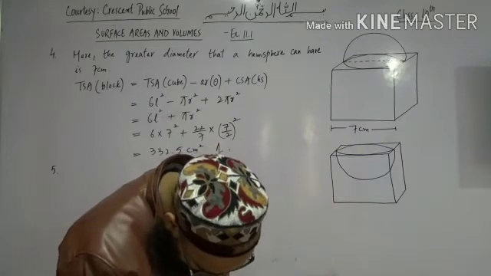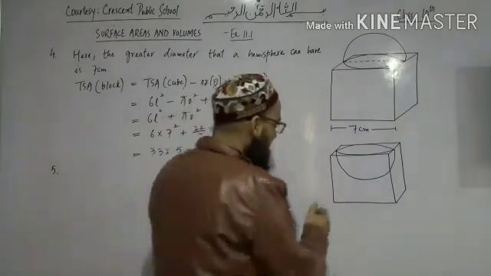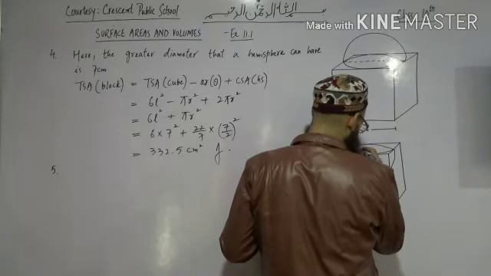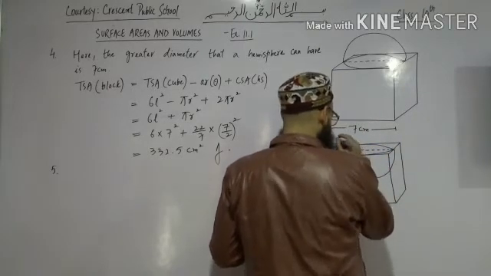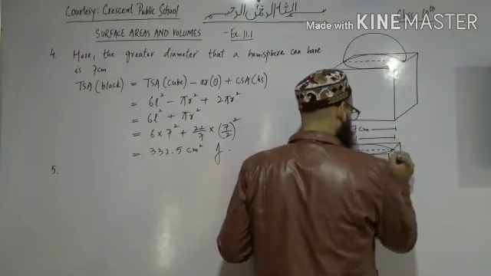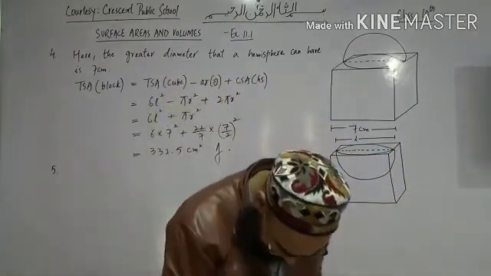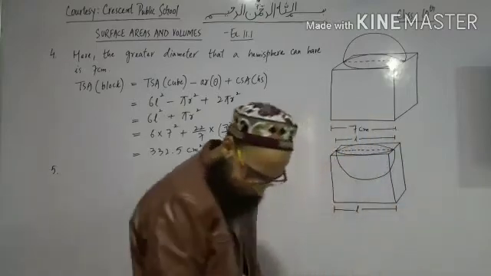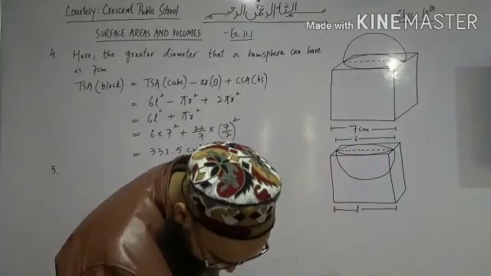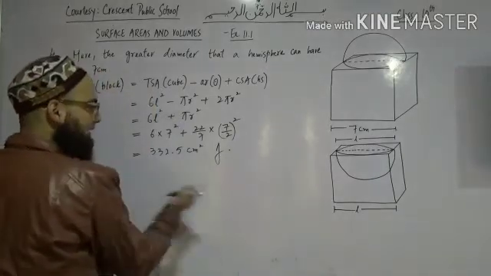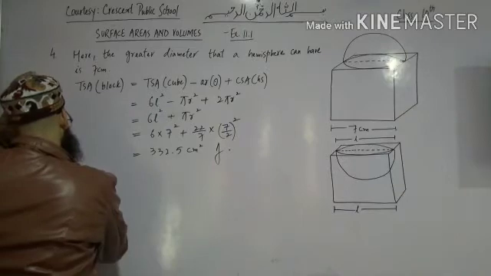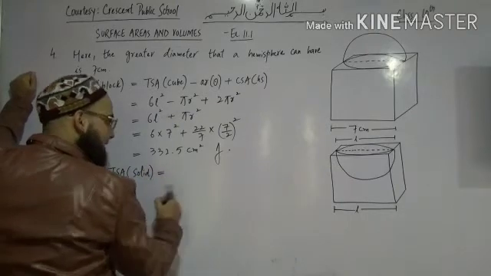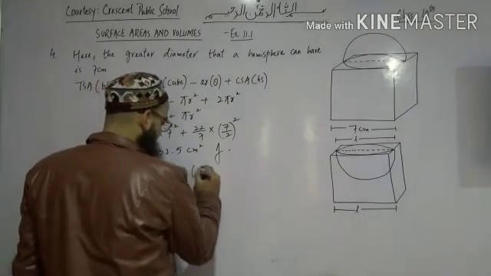The cubical wooden block is such that the diameter L of the hemisphere, so this is your diameter and this is L, the diameter L of the hemisphere is equal to the length of the cube. So this is L as well. Determine the surface area of the remaining solid. Now again, total surface area of solid is equal to total surface area of cube.